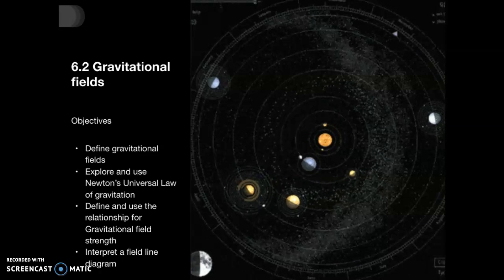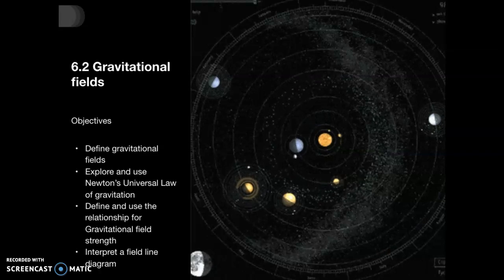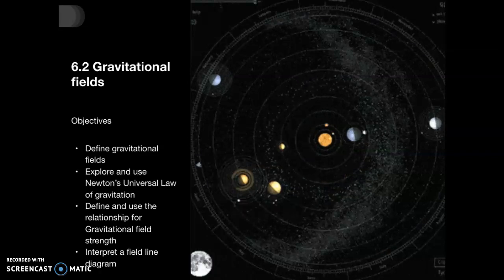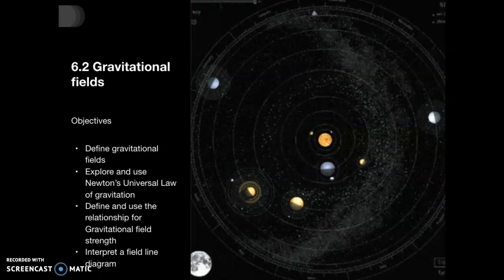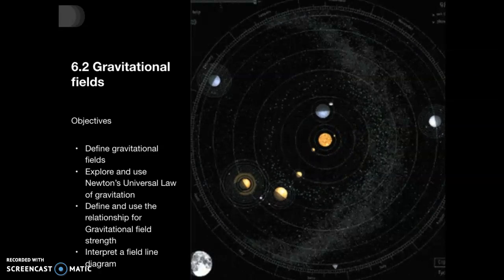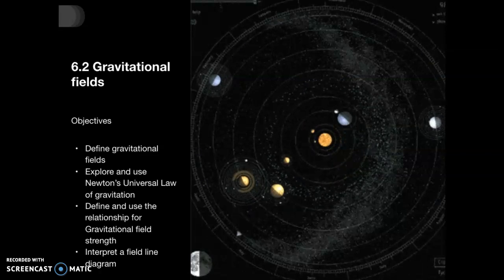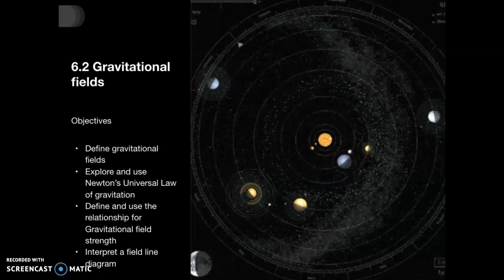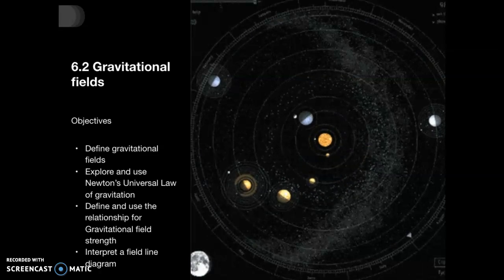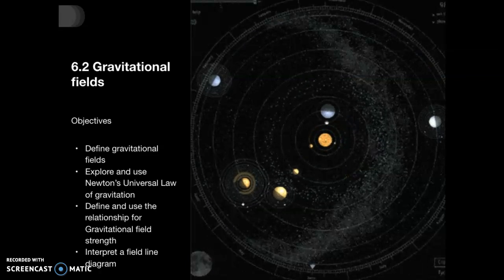Today we're going to look at gravitational fields. We're going to be defining the idea of a gravitational field. We're going to explore and use the relationship for Newton's universal law of gravitation. We'll define and use the relationship for gravitational field strength, and we will interpret a field line diagram. That's two equations, some calculations, and some diagrams.